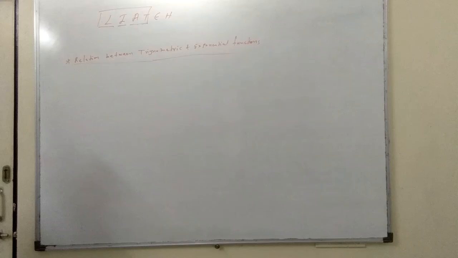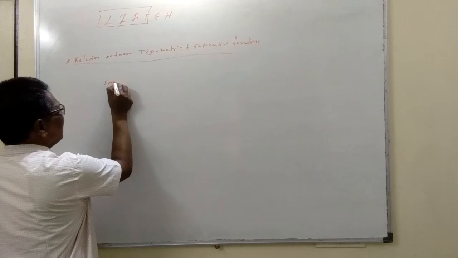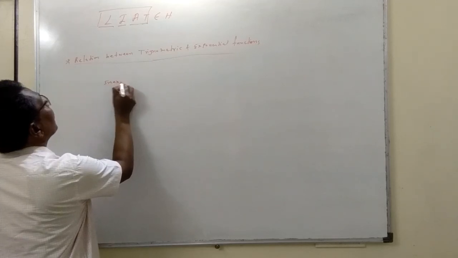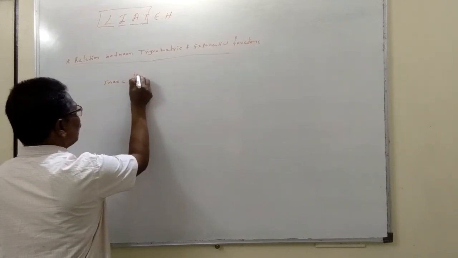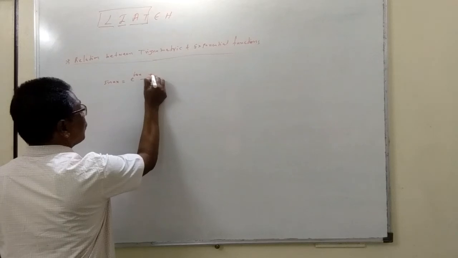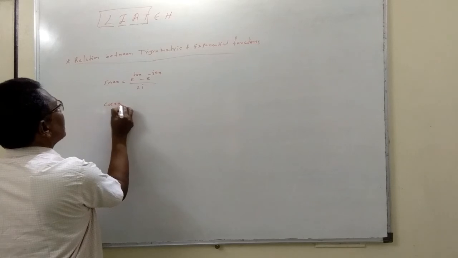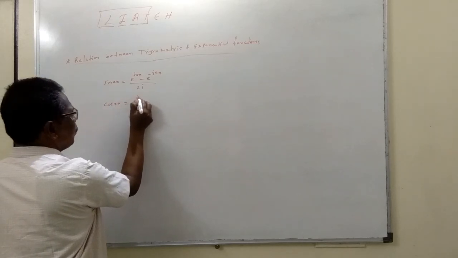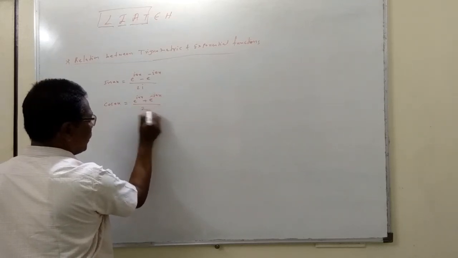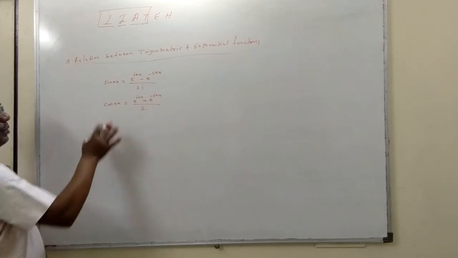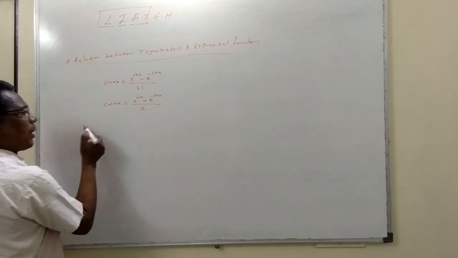Now we see the relation between trigonometrical and exponential functions. Sin ax is equal to e raised to iax minus e raised to minus iax divided by 2i. Cos ax is equal to e raised to iax plus e raised to minus iax divided by 2. The other formula, tan x and so on, from this we can find very easily.